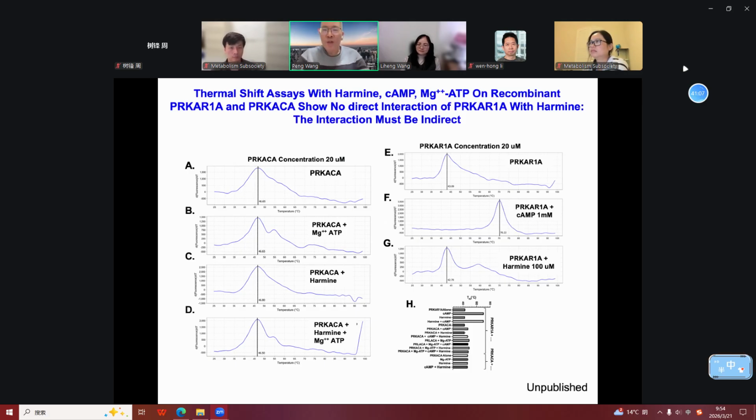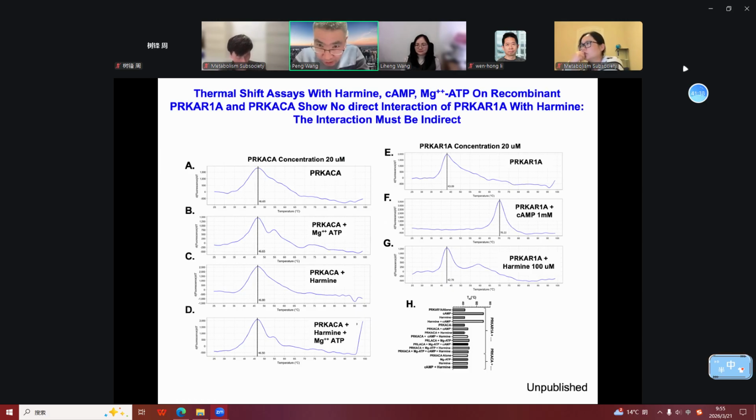protein from denaturing. We had a collaboration group which is amazing in this field, and they helped us to do this thermal shift. What they did is, for example, PRKAR1A here, and they have the positive control, which is the second messenger AMP mimetics, which is supposed to interact with PRKAR1A.